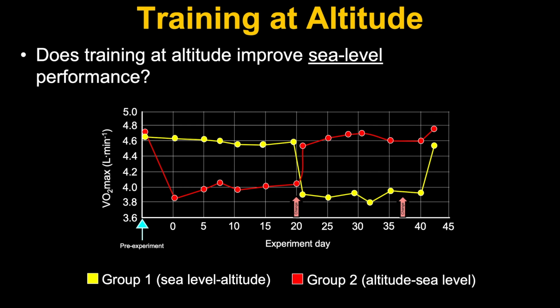So the take-home message from this particular study is that VO2 max is definitely lowered by training at altitude, but once you return to sea level, it resumes to near baseline values. This raises the concern that training at altitude might not elicit enough of an exercise intensity to get improvements in VO2 max or even maintain exercise performance once you come back down to sea level.